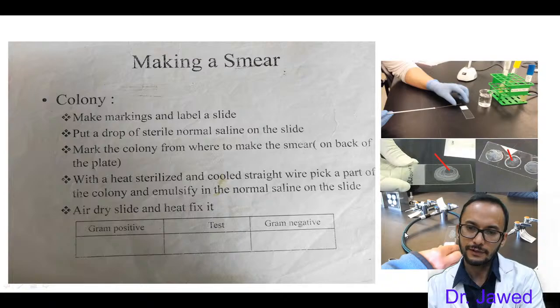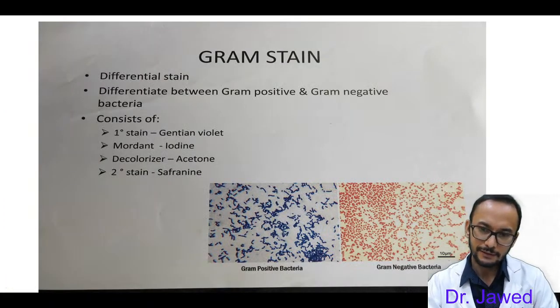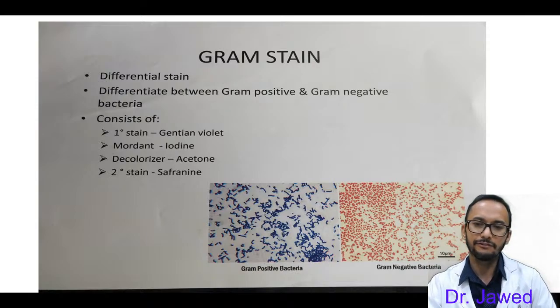Next, after heat fixing it, we do the stain. There are different methods: simple stain and differential stain, and there are negative staining and so on. Here we are using gram stain. Gram stain is basically a differential stain. With the gram stain we differentiate whether the organism is gram negative or gram positive.